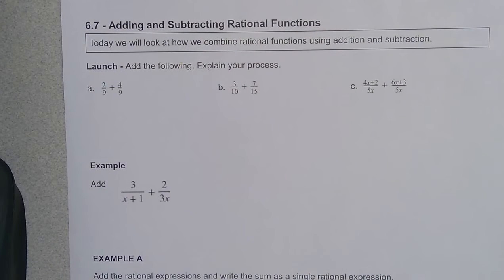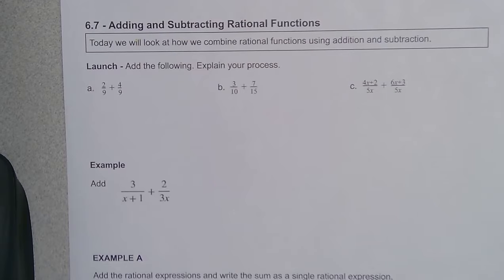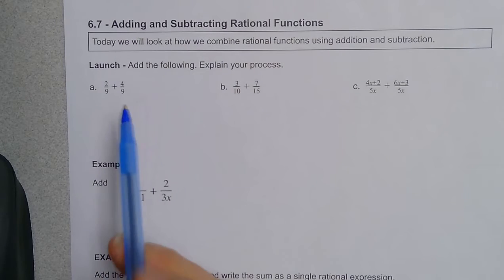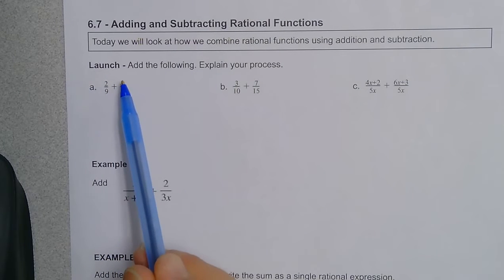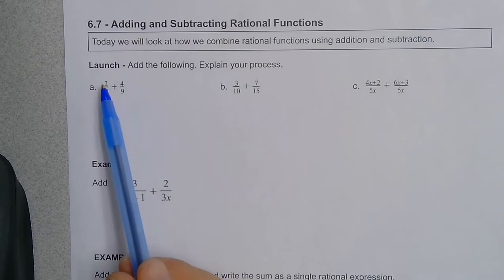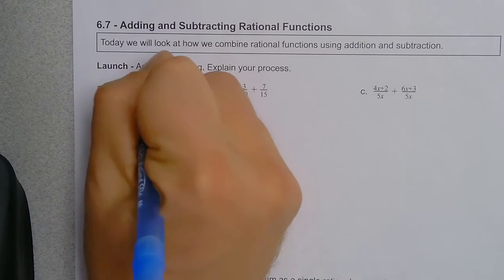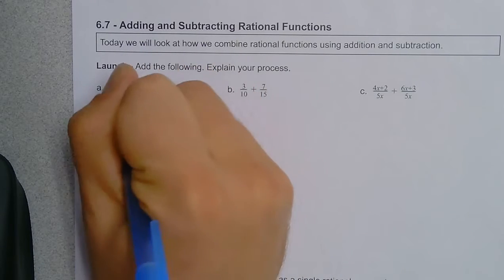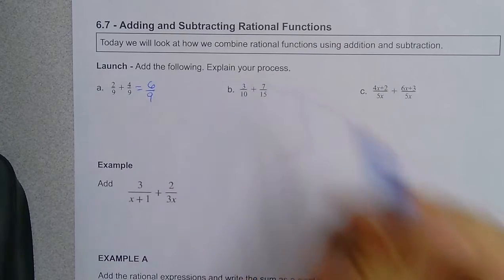All right, so we are going to look at adding and subtracting rational functions. So what we're going to do is start by refreshing our minds with adding fractions. If I'm adding 2/9 and 4/9, I have 2 parts out of 9 and 4 parts out of 9. So in adding those, I just add the numerators. 2 plus 4 is 6, and my denominator is 9.